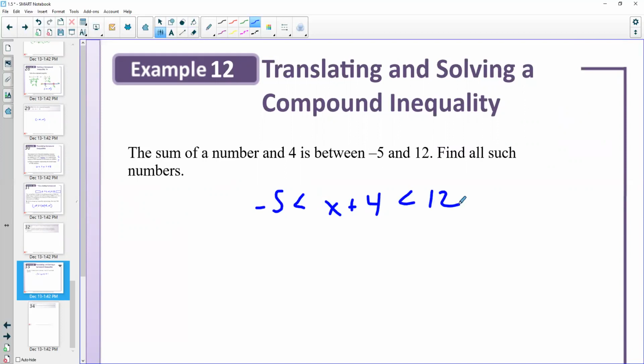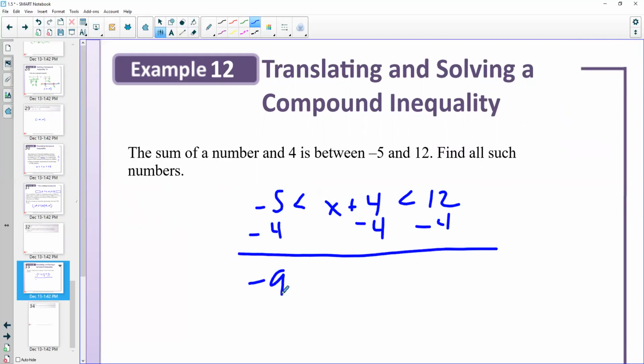Well, now all I have to do from here is solve, right? I'm going to move -4 both sides. I get -9 and 8. So my number that I'm going to add to 4 and have it work out is somewhere between -9 and 8. But -9 and 8 are not included. Because if I added 8 plus 4, I'd get 12. That's not right. And if I added -9 plus 4, it would get me -5.